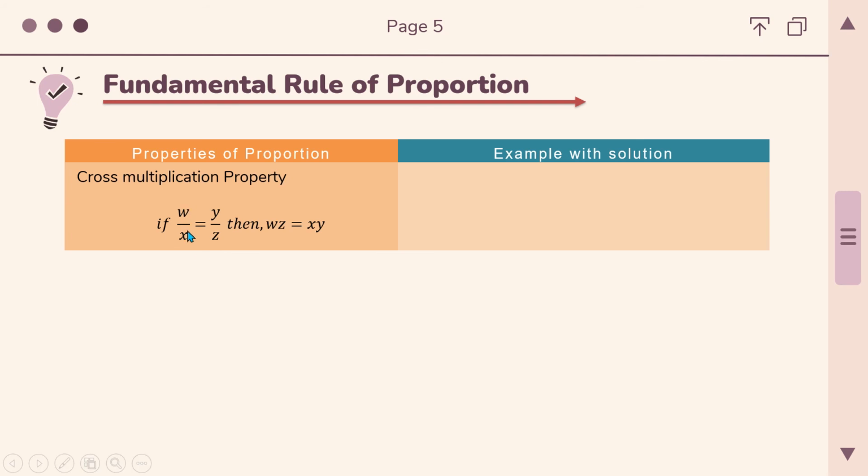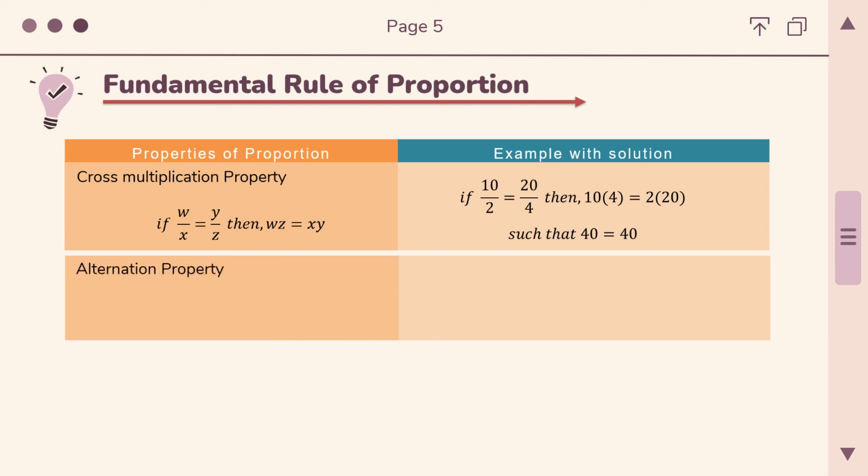If w over x is equal to y over z, then wz is equal to xy. Simple siya nga cross multiplication. W times z is wz. X times y is xy. So example, if 10 over 2 is equal to 20 over 4, then 10 times 4 is equal to 2 times 20, such that 40 is equal to 40. 10 times 4 is 40. 2 times 20 is 40. So, mao na siya ang explanation sa cross multiplication property.